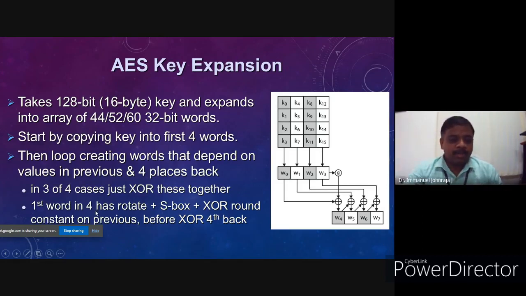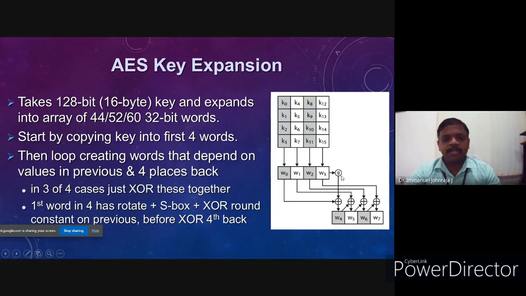Okay, so how is it done? Look at the third one. This point, in 3 of 4 cases, it's just XOR. Okay, it is just an XOR with the previous value. Absolutely no change. Look at this, look at this, look at this. But the first word in 4 has a rotation. It has the S box. It has the XOR with the round constant, and then it is XORed back with the first value. This output is taken.